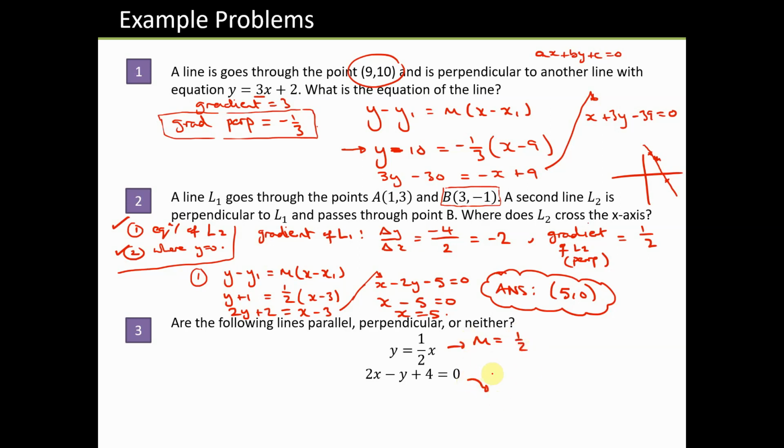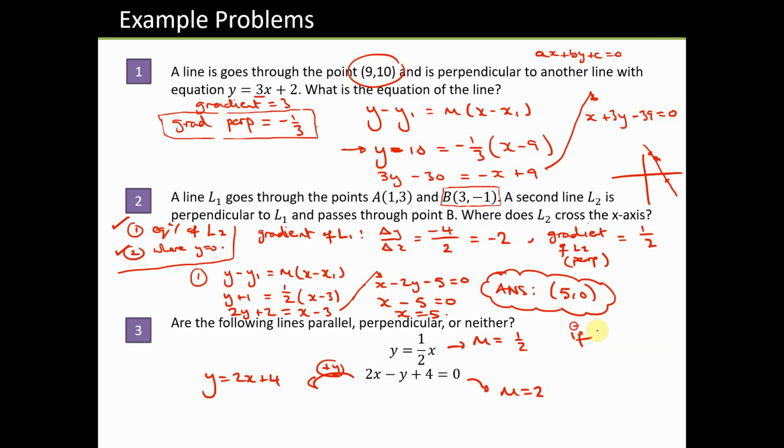This one we might need to do a little bit of working for first, so I'm going to do that over on this side. We want it to say y equals to be able to easily tell a gradient. So if I add y to both sides, that's going to say y equals 2x plus 4. So the gradient of this is 2.